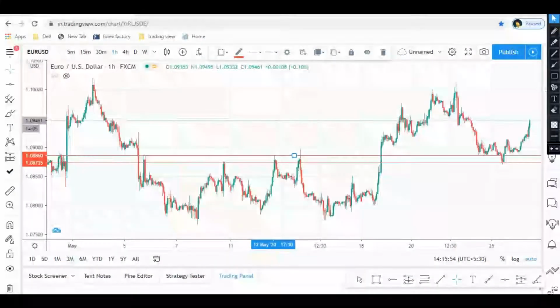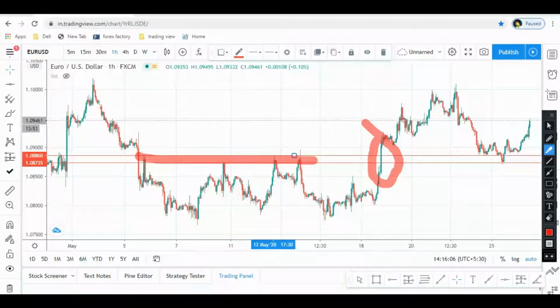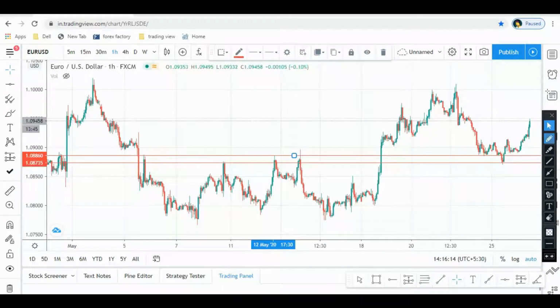Let me take out the pen first. As you can see, this particular zone acted as a resistance, which was broken out with this particular candle, and exactly this area, price acted as a support. So let's find out how strong this resistance is and how strong these support lines are.